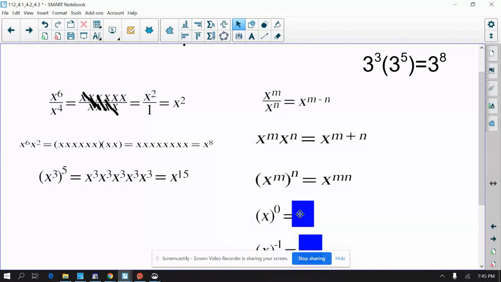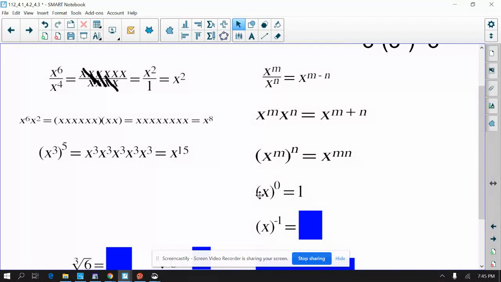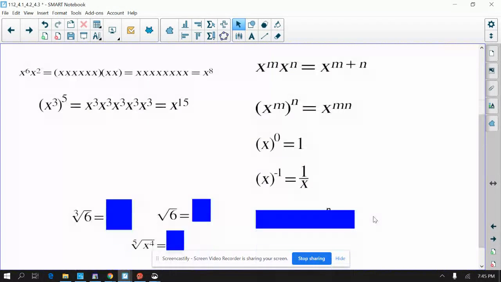What is x to the 0? That is always 1. X to the 0. Any real number to the 0 is 1. And then x to the negative, a negative exponent, you just reciprocate the base. You flip over this base. Instead of x over 1, you make it 1 over x.